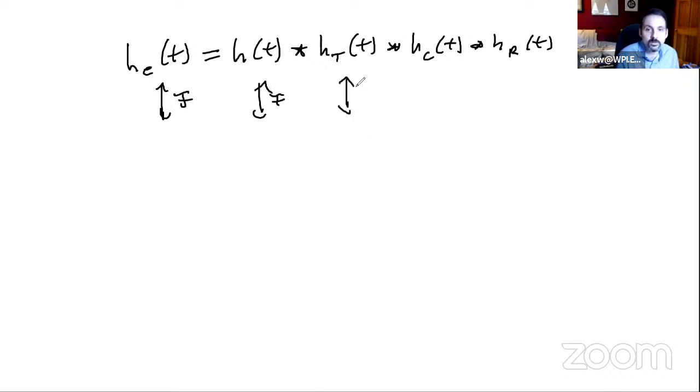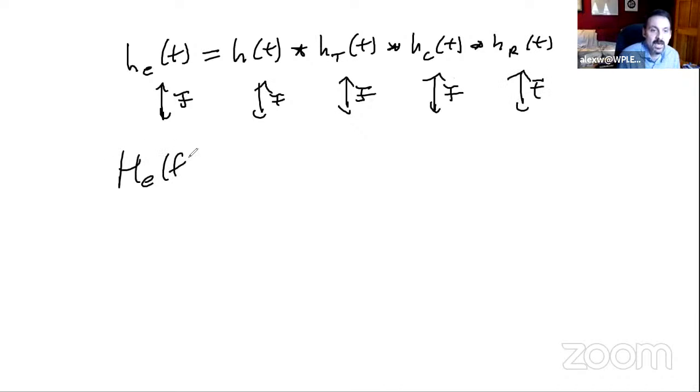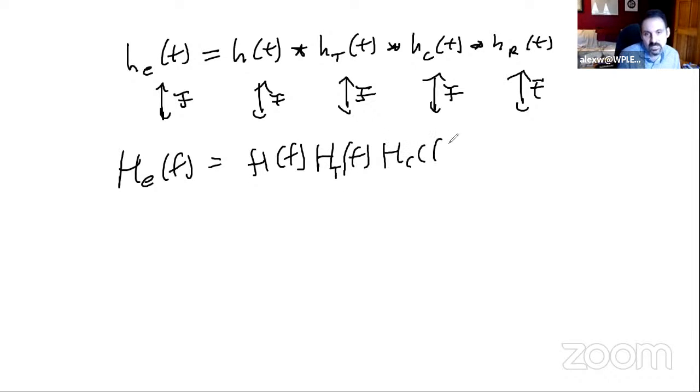what is convolution in the time domain? It is multiplication in the frequency domain. So what I do is this now becomes H_E(f) is equal to H(f) multiplied with H_T(f) multiplied with H_C(f) multiplied with H_R(f). To me, that looks a lot easier to pull off, okay?